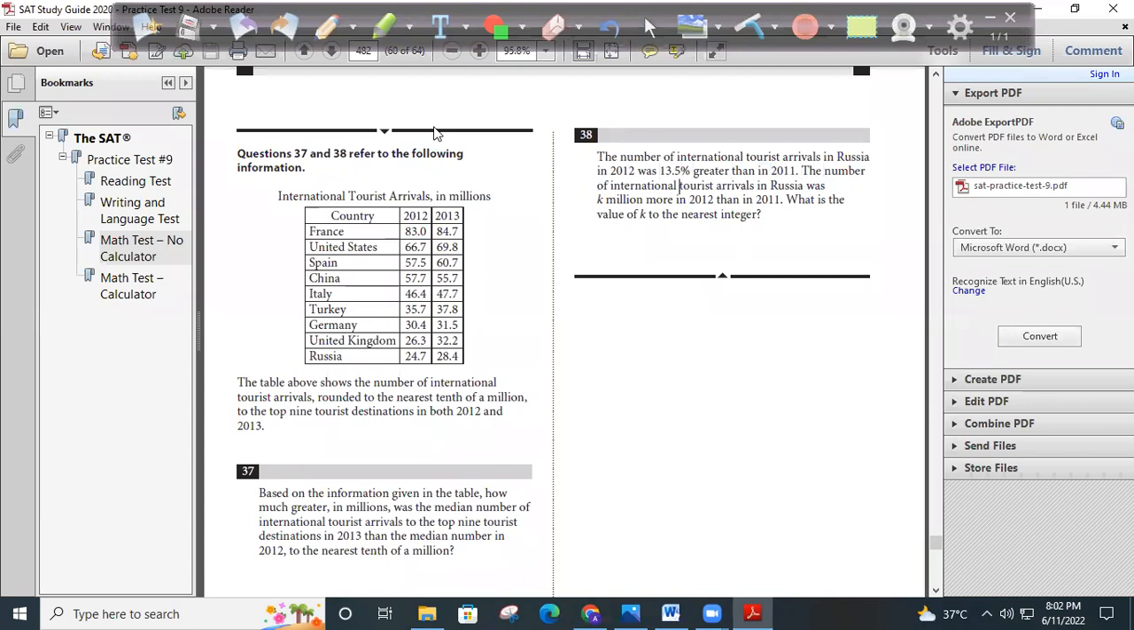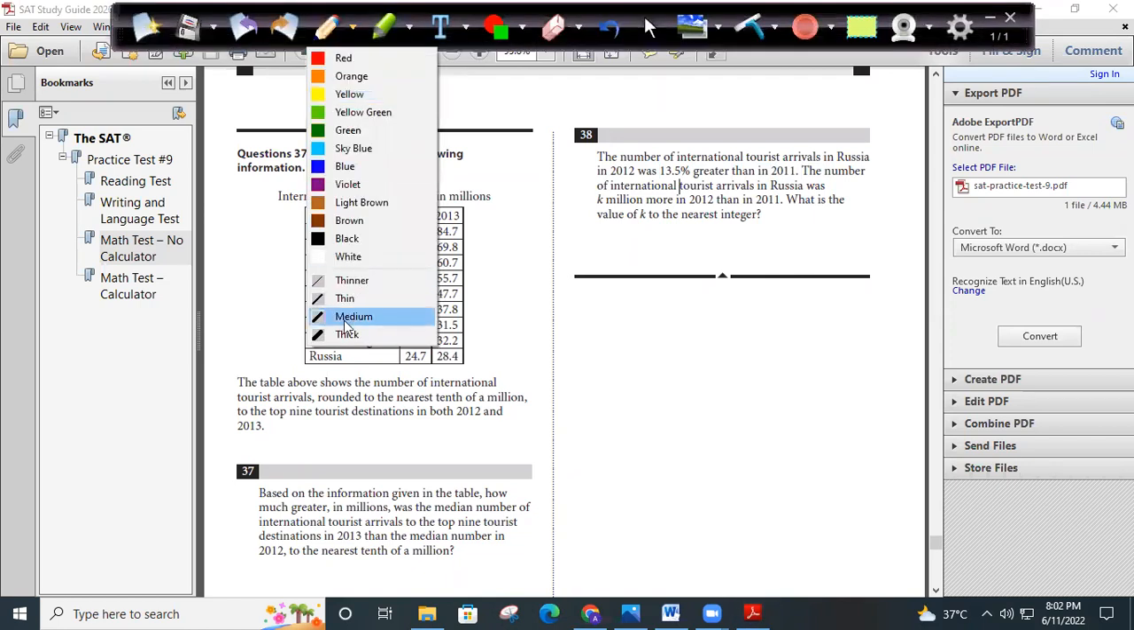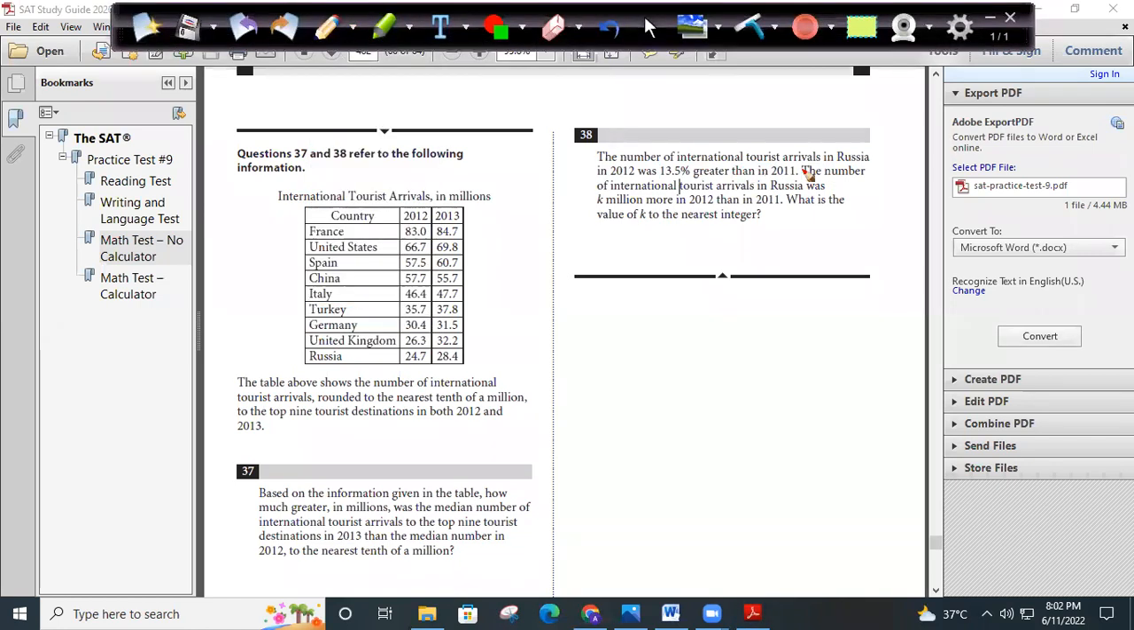Good. 3 students already gave me answers here, which is very good. But they give completely different answers. Mostly they might not be correct, but let me check once. The number of international tourist arrivals in Russia in 2012 was 13.5% greater than in 2011. So if 2011 is x, then x plus 13.5% of x is equal to 83. In 2012, it is 13.5% greater than 2011, so it is x plus 13.5% of x.